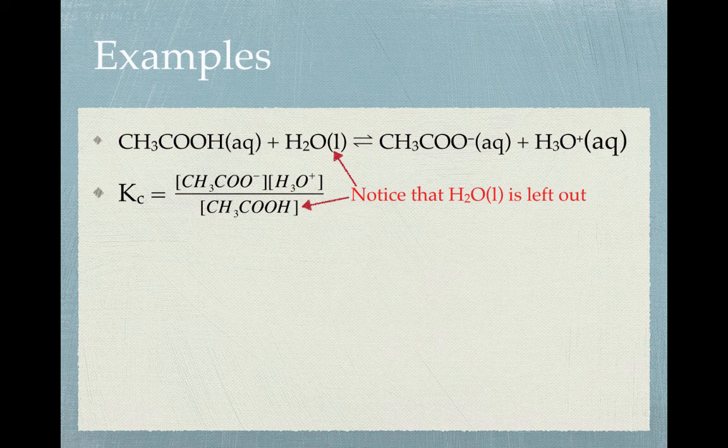Concentration of water is a constant. It's somewhere in the range of 55. And so that's already worked into the value for Kc. And so we can leave it out of the equilibrium constant expression.